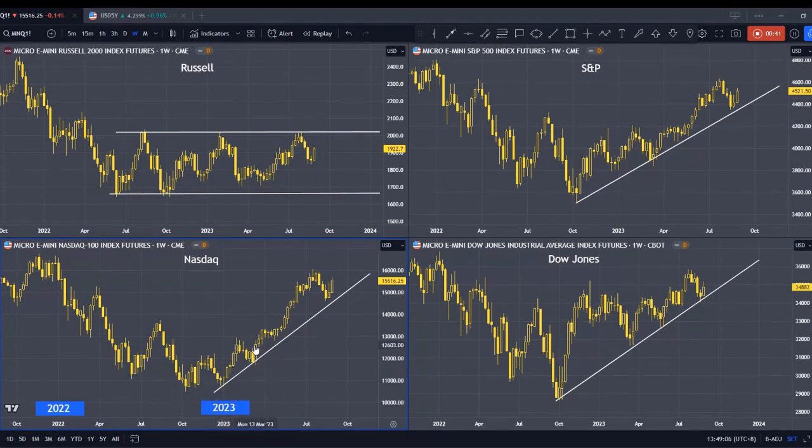And today we're going to study how to time the next big move or a change of trend using these four indices. And you may also notice that the rest are up, but the Russell has been trading sideways throughout the year. And how are we going to apply that to time the next major trend?